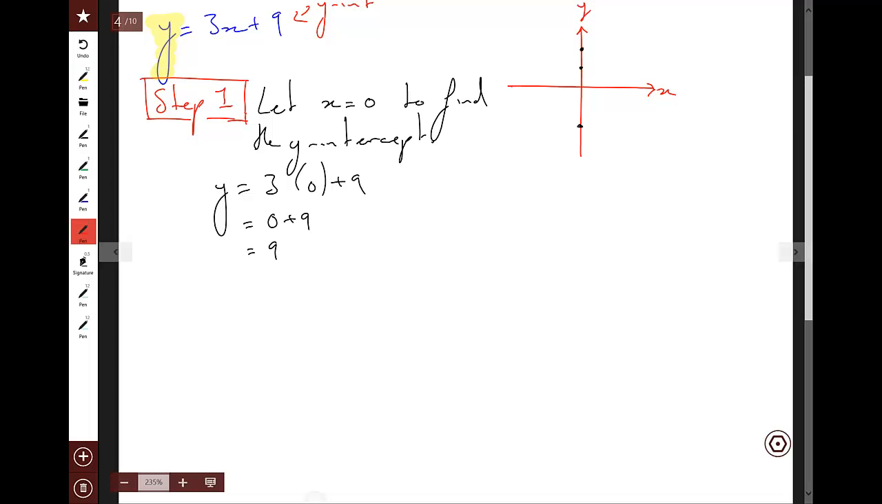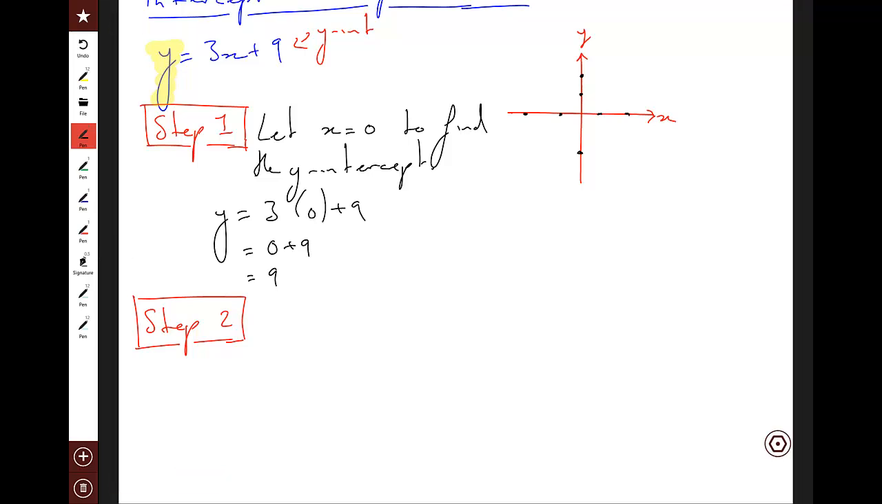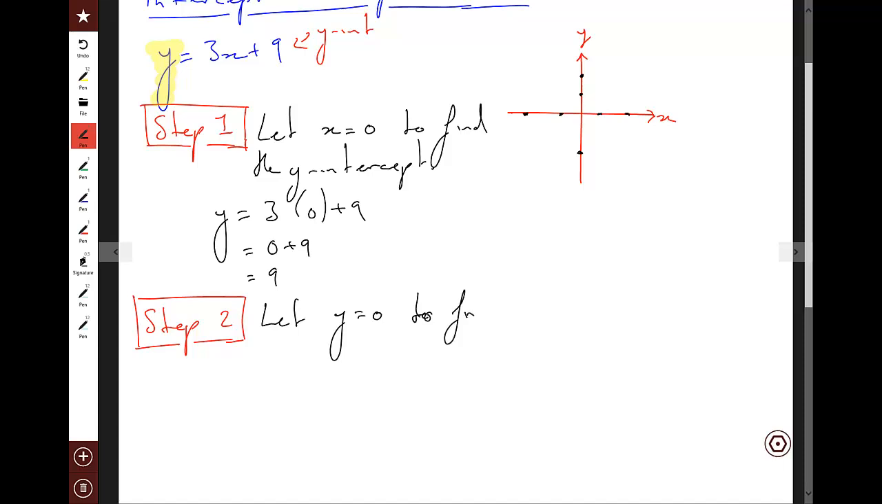Now step 2, we're going to do the same thing, and we're going to use the same logic to say, if we have an x-intercept, no matter whether it's here, or here, or here, wherever we might be, the y value will be 0. So if we let y equal 0 this time, it's always the opposite of the one you want to find, so we're trying to find the x-intercept this time.